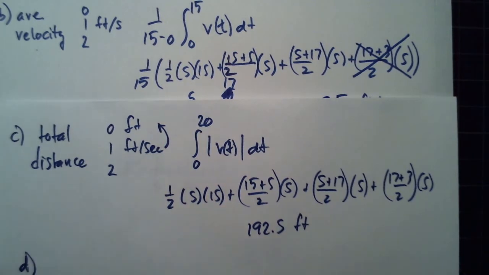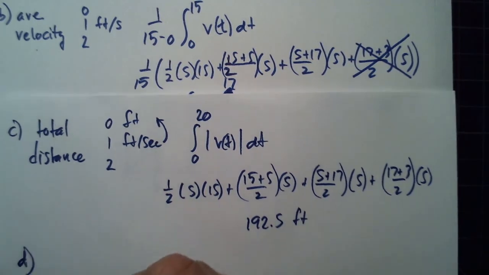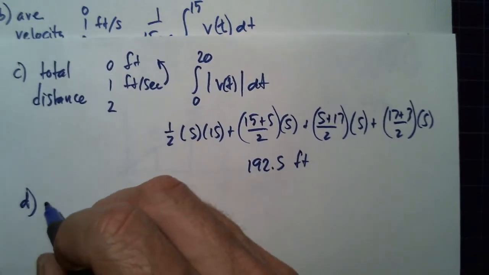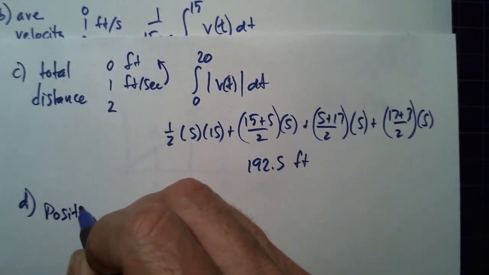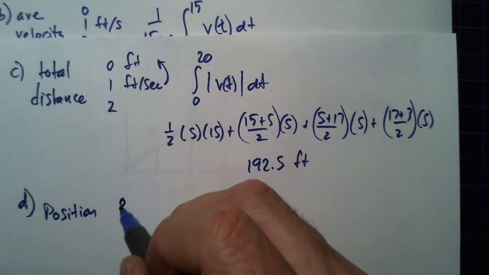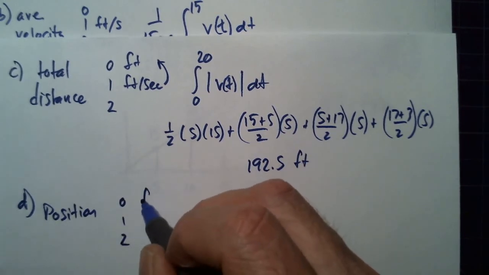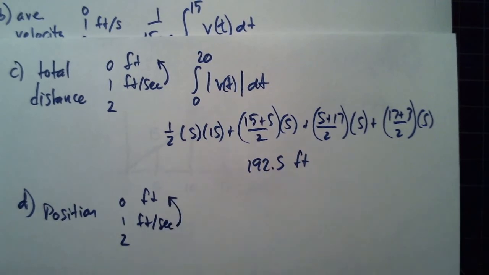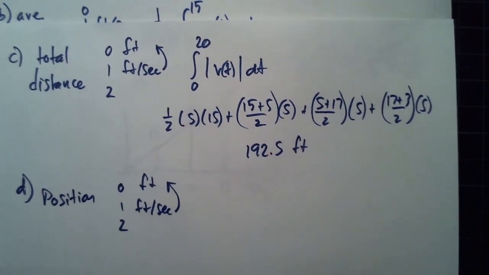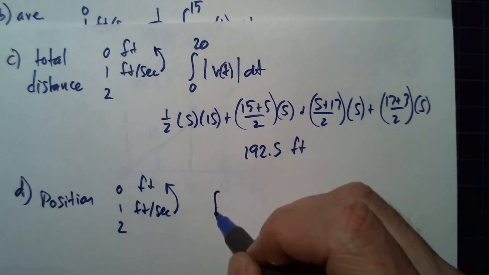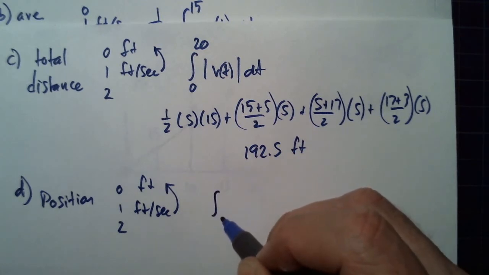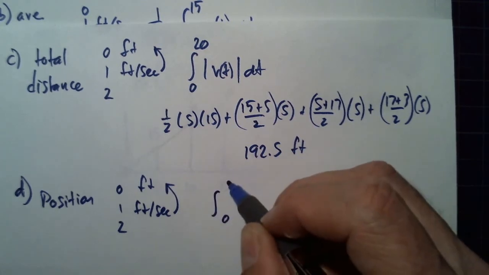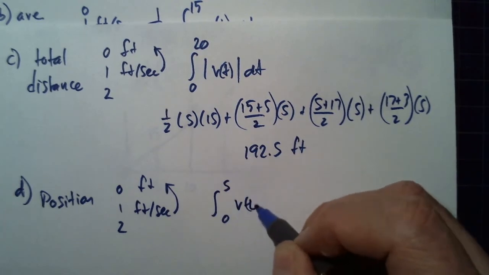All right. Part D, find his position at 5 seconds. And position is the key word. We know that position is measured in feet, but we're given feet per second. If we move up a level, that means we need to integrate. We're going to integrate from 0 to 5, integrate the velocity.